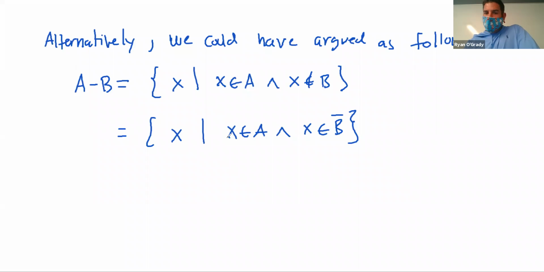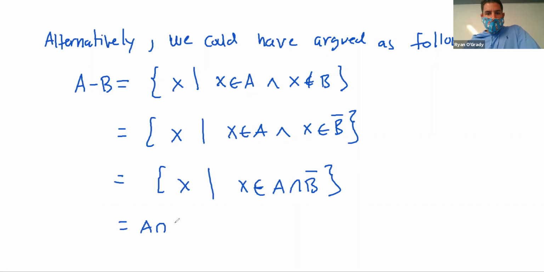Well, what does it mean to be in A and in B complement? That means x is in the intersection of A and B complement. And so, of course, that is just A intersect B complement. So that is also a logically sound argument.